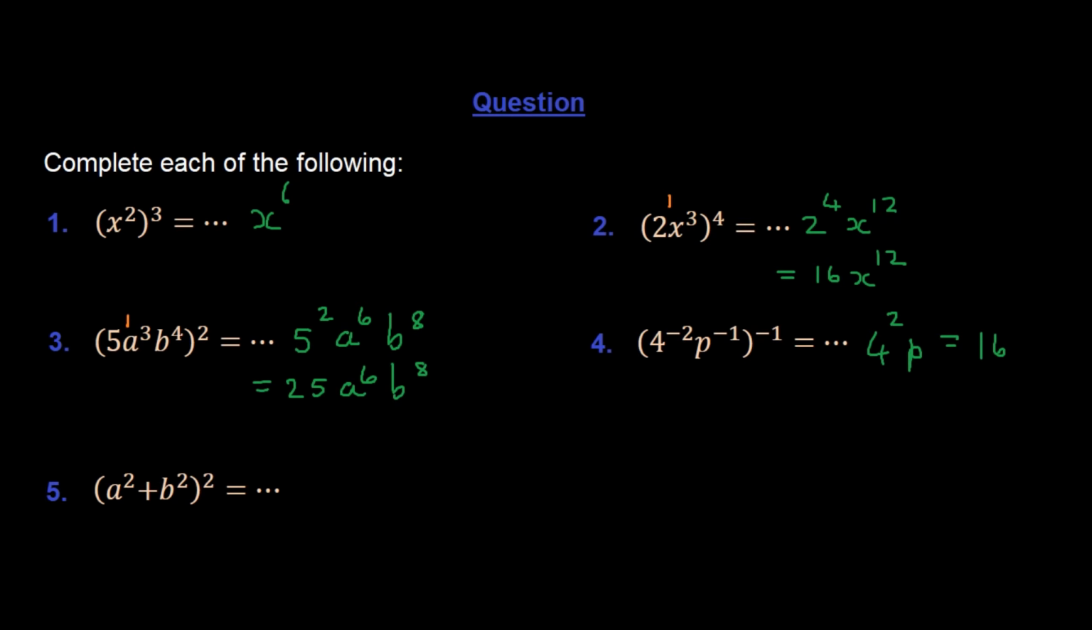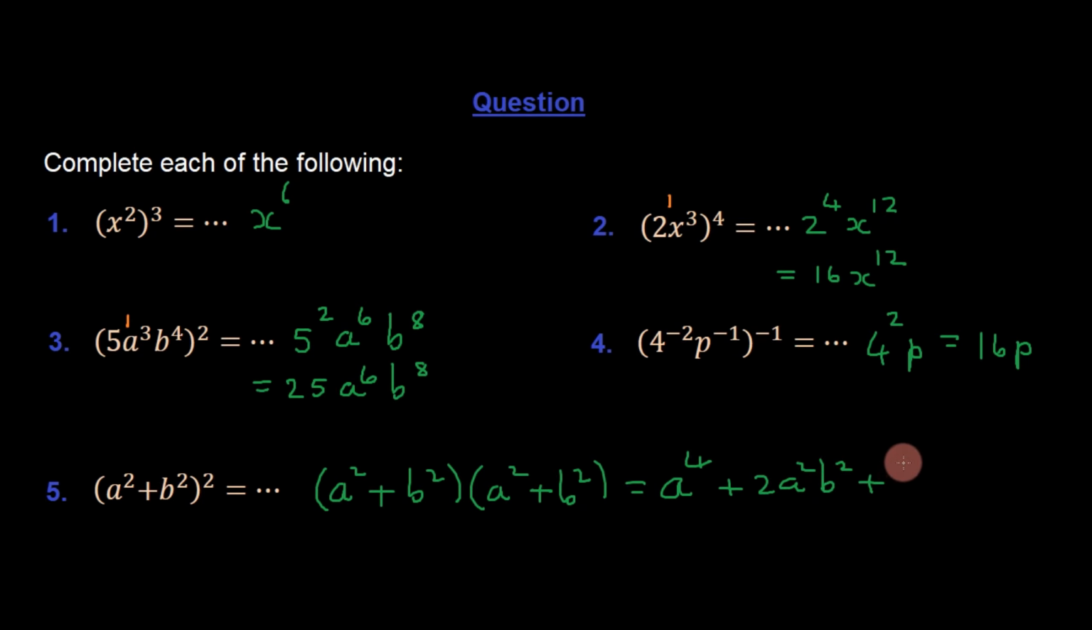So the way to go here is basically to square out the brackets. So we're going to say this is a squared plus b squared times a squared plus b squared. And when we multiply this out, we get a to the 4 plus twice a squared b squared plus b to the 4. In other words, we are squaring out a binomial here.